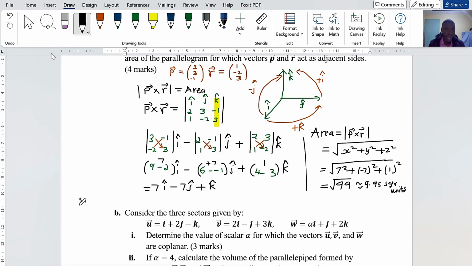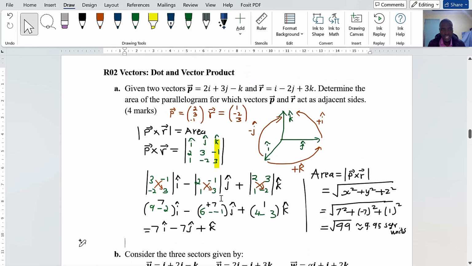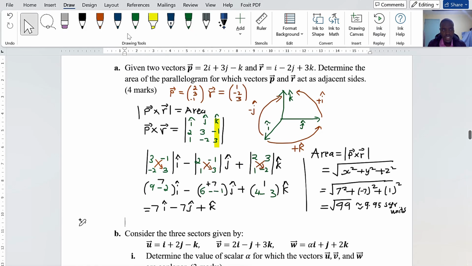Okay, we have that. It's done. So mark this, very important. The area of the parallelogram formed by two vectors as the adjacent sides is given by the cross product of the two vectors, and then you get the magnitude.